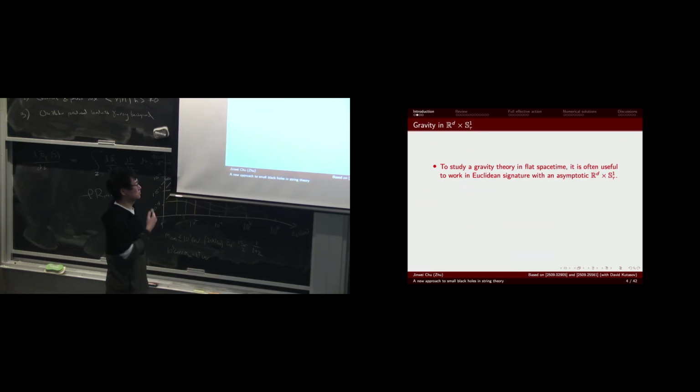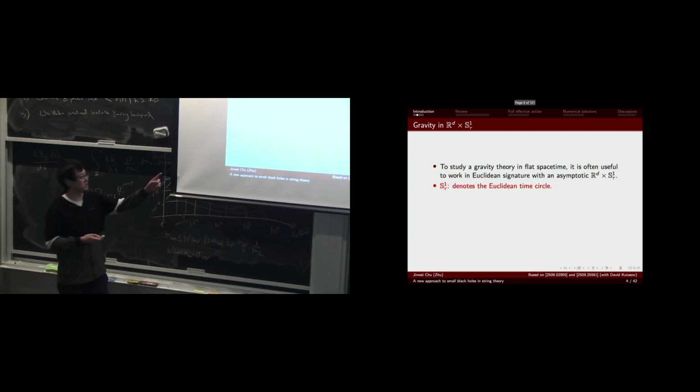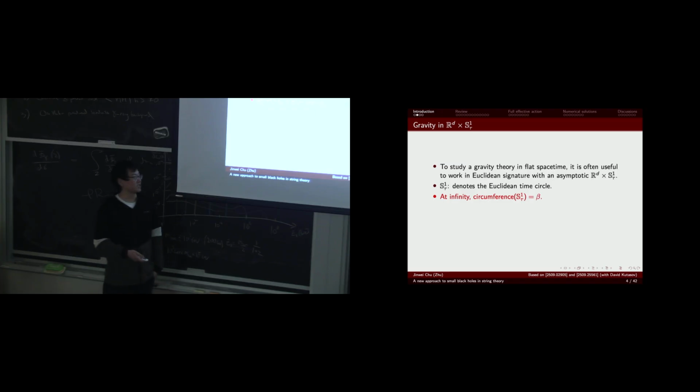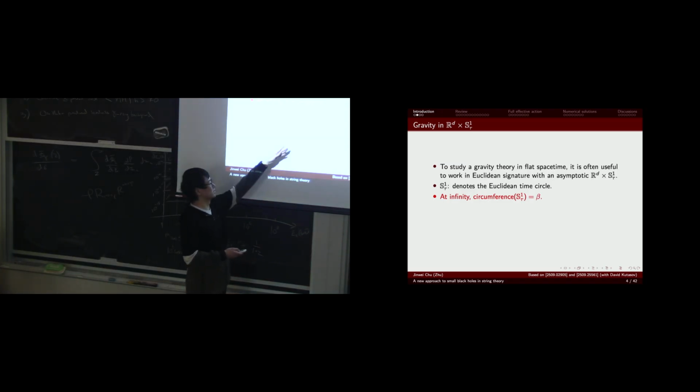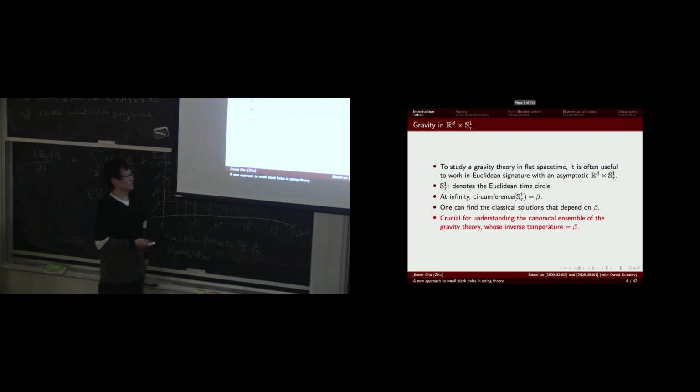To begin with, let's first recall that to study gravity theory in flat space-time, it is often useful to consider Euclidean signature with asymptotic R^d × S^1. And here, this tau denotes the Euclidean time. This Euclidean time has a circumference denoted by beta, fixed at infinity. Under these boundary conditions at infinity, we can solve the classical solutions, which are crucial for understanding the canonical ensemble of the gravity theory. And this beta is identified with the inverse temperature of this canonical ensemble.